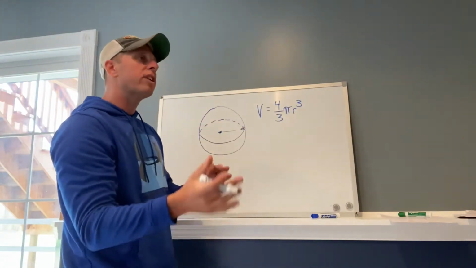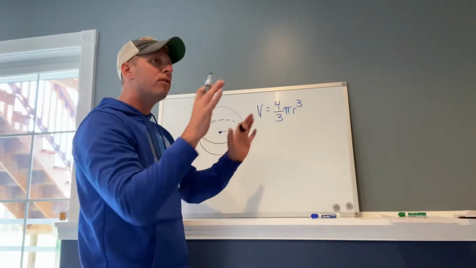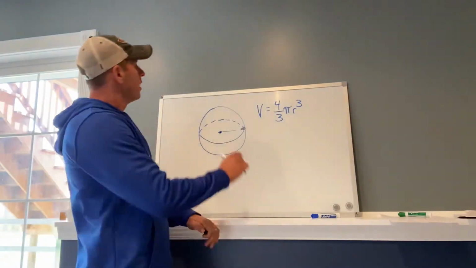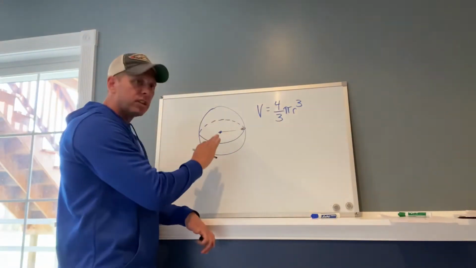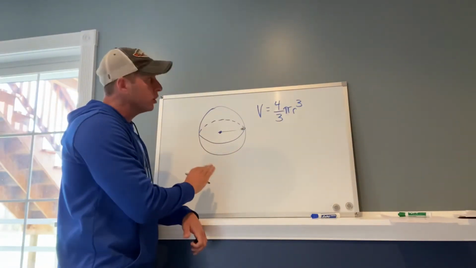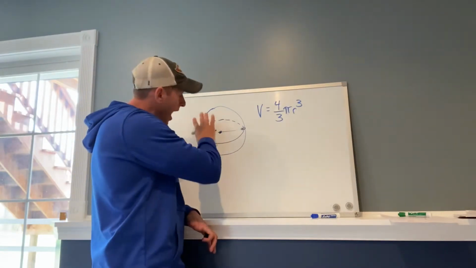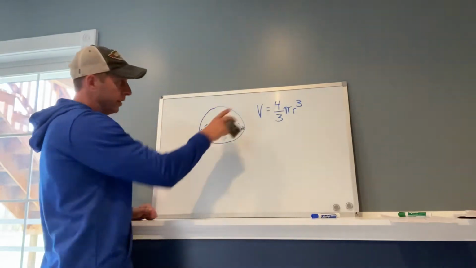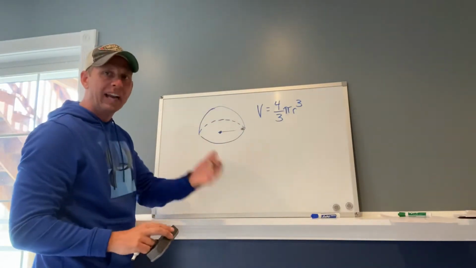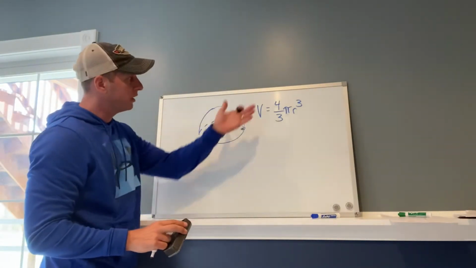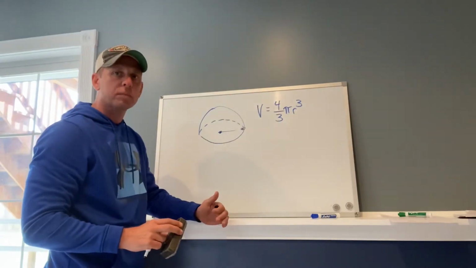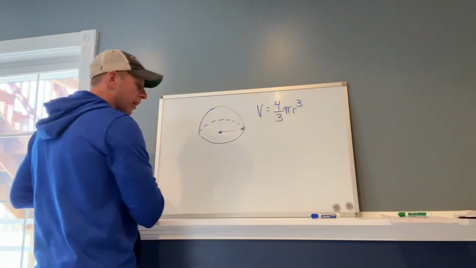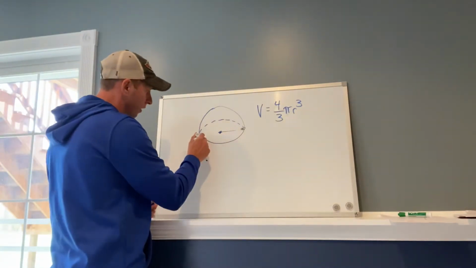We can go the opposite direction, where I give you the volume and you solve for the radius. We'll do one of those in a minute. This is a sphere. A hemisphere is half the sphere. So if we wanted to know the volume of the hemisphere, we would take the volume of the whole sphere and divide it by 2. Instead of 4/3 pi r cubed, that would just be 2/3 pi r cubed.